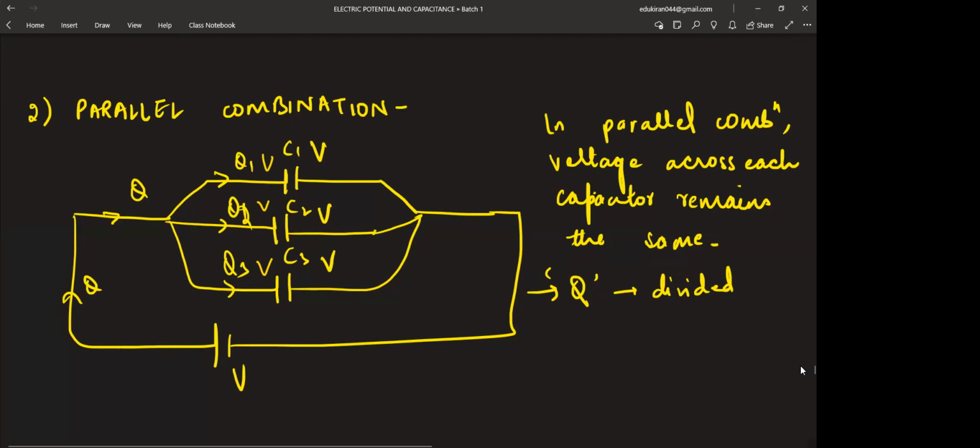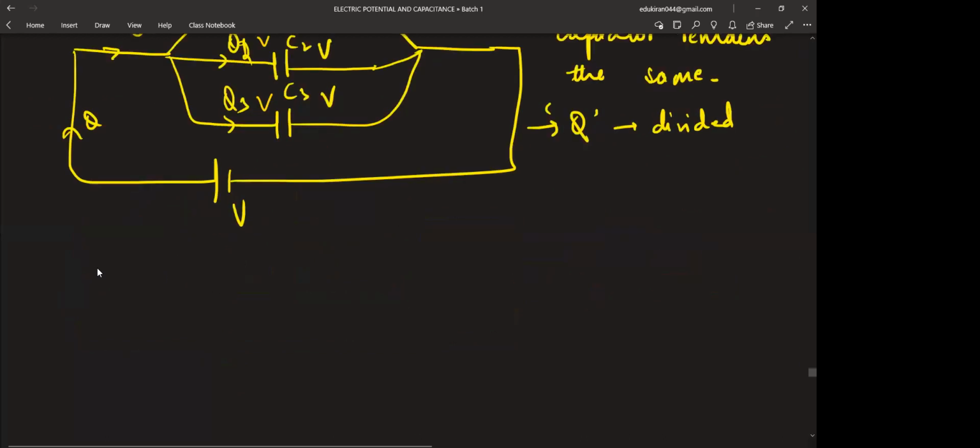So here, what is the net charge? If we are calculating the net charge, this will be Q1 plus Q2 up till Qnth. So Q is equal to CV. Just a second.